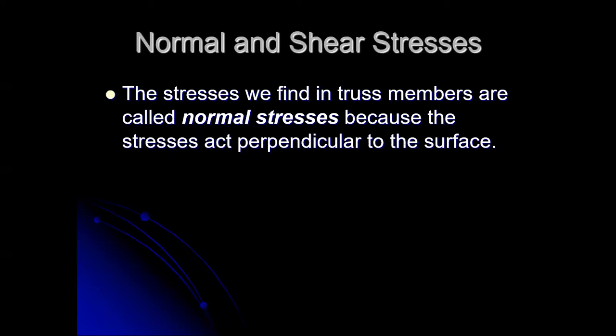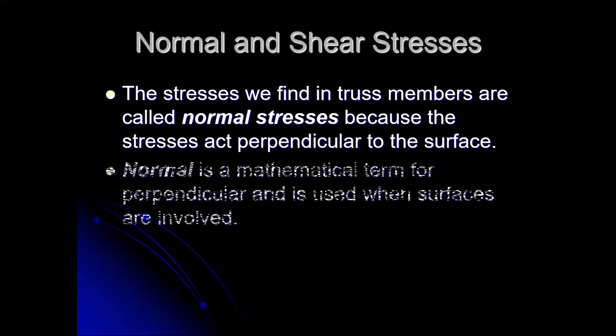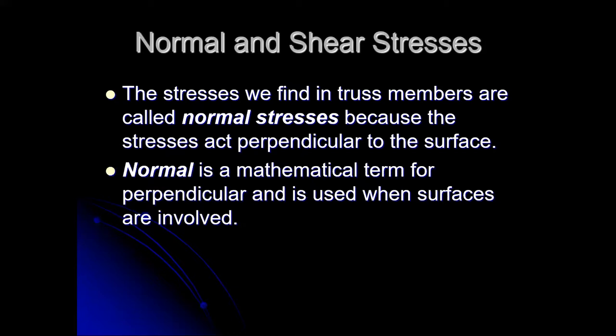That's what we find when we deal with truss members. We have normal stresses because the forces act perpendicular to the surface. If we cut through the beam, we see an area and the force is perpendicular to that area. And that's what the word normal means. Normal means perpendicular. It's a math word for perpendicular.